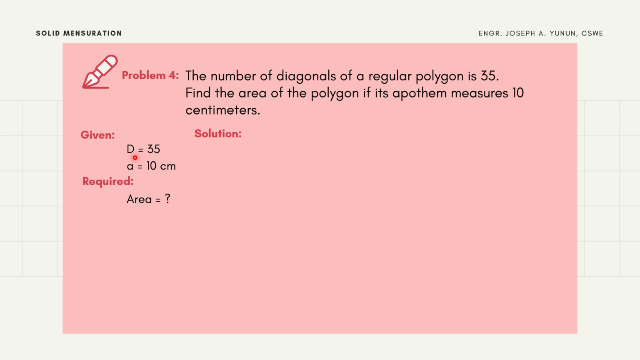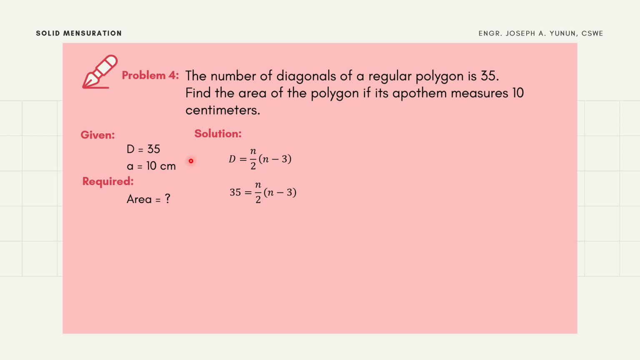Then let us use the given diagonal, 35. Using the formula of diagonal, you are given the value of the diagonal, and the unknown here is n, so you can determine the number of sides of a regular polygon. Substituting the value of 35 for d, 35 will be equal to n over 2 times n minus 3.